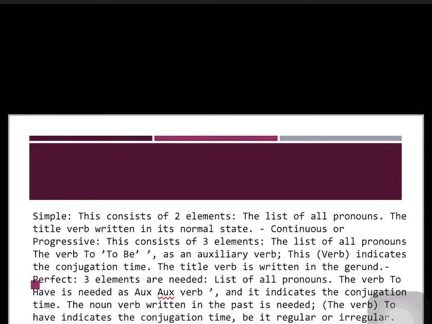We have the simple, that consists of two elements: the list of all pronouns, and the main verb written in its normal state. Continuous or progressive consists of three elements: the list of all pronouns, the verb to be as an auxiliary verb, and the verb that indicates the conjugation time.